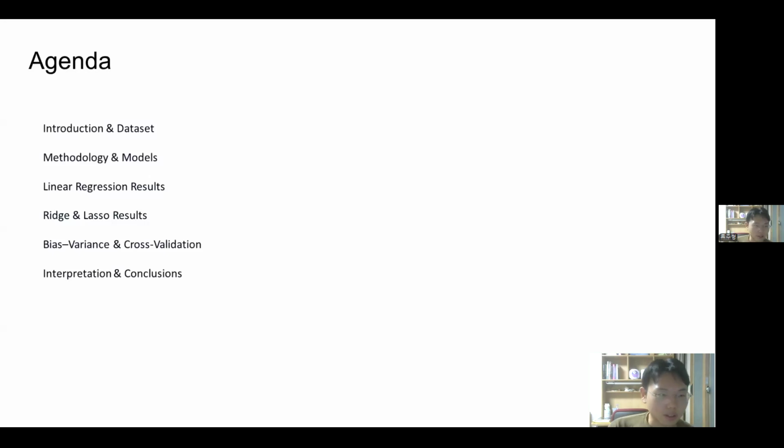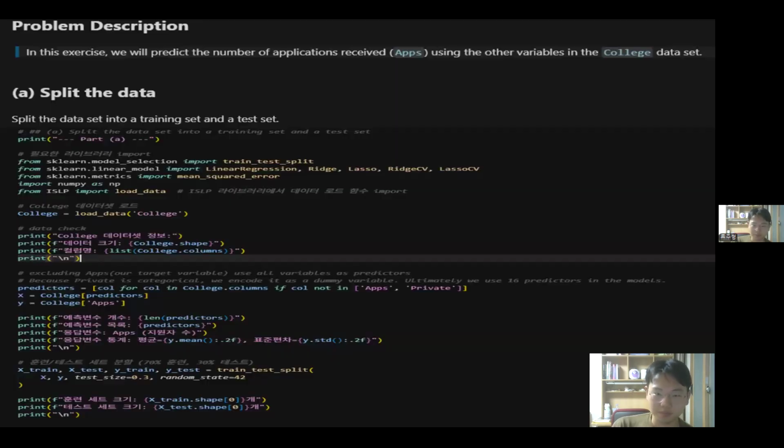Here's our path for the next 20 minutes. I'll motivate why application prediction matters, introduce the data set and how we split it, and outline the three models and what regularization actually does. Then I'll present OLS, Ridge, and Lasso results on the test set, connect those results to bias, variance, and cross-validation, and close with implications, trends, and concrete recommendations.